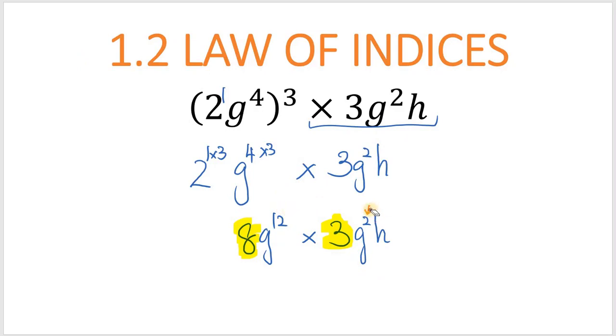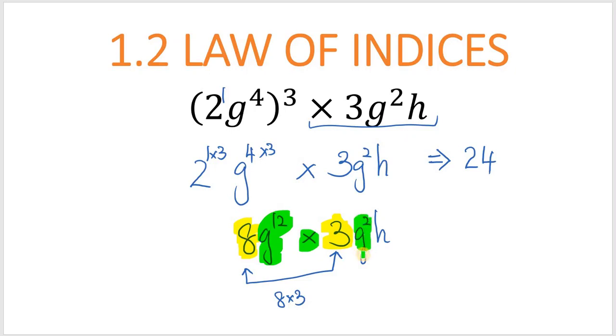So we can separate the number. Okay, we can just separate the number. We can do the number multiply first. 3 times 8 is 24. Okay. We can just do these two numbers first. That means 8 times 3, you get 24. And then look at g. g have another g here. In the multiplication, g multiply with g. Okay. This is actually g multiply with another g here.